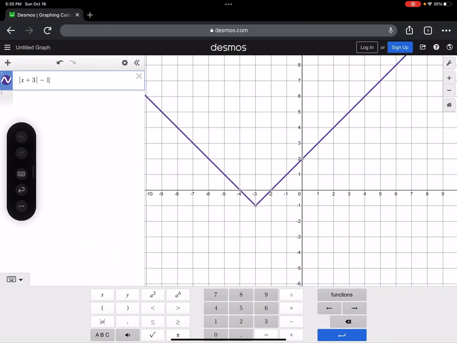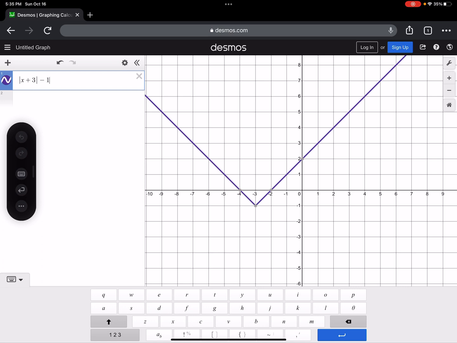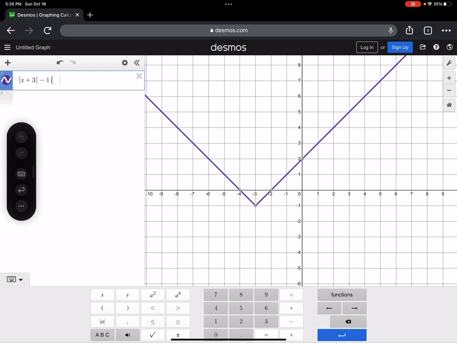Click this button down here that says ABC and get the set brackets, because we need to say that this graph is only going to include the set of x's less than 0 as specified by the domain for that piece. So what we're seeing here is this absolute value function that stops when our x's are at 0. So it stops at that height of 2 and does not continue anymore. Now let's look at the other piece.